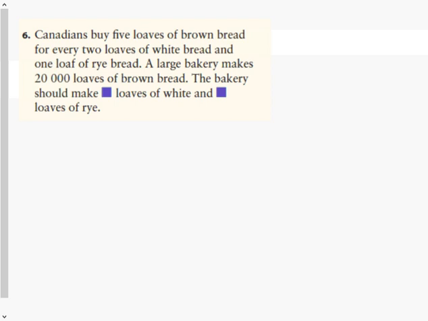Question 6 says Canadians buy, I don't believe this stat, 5 loaves of brown bread for every 2 loaves of white bread and 1 loaf of rye bread. I know that white bread is much more popular to buy than brown, but whatever. So the ratio is really a 3-term ratio. It's brown to white to rye. So if I write it as a 3-term ratio, it's 5 to 2 to 1.